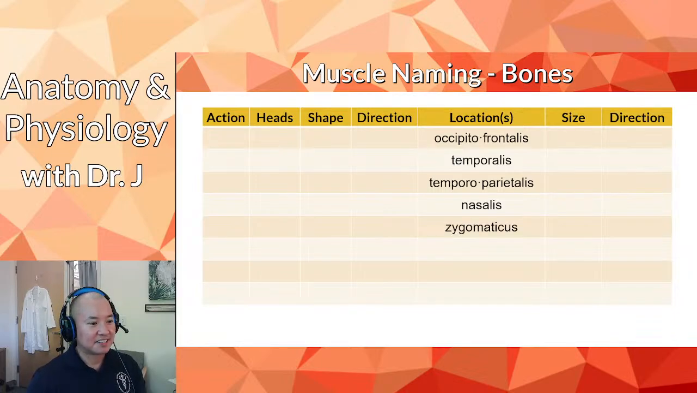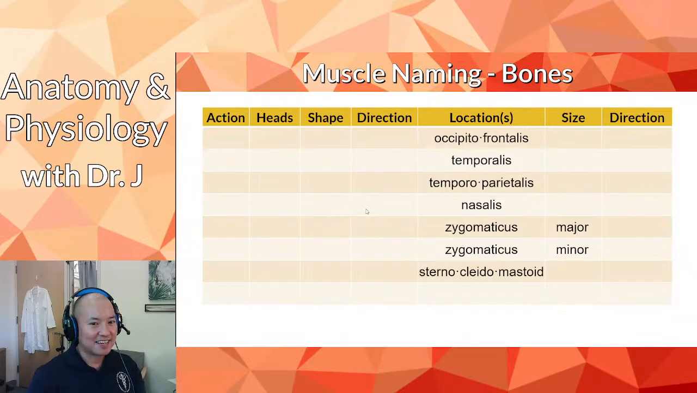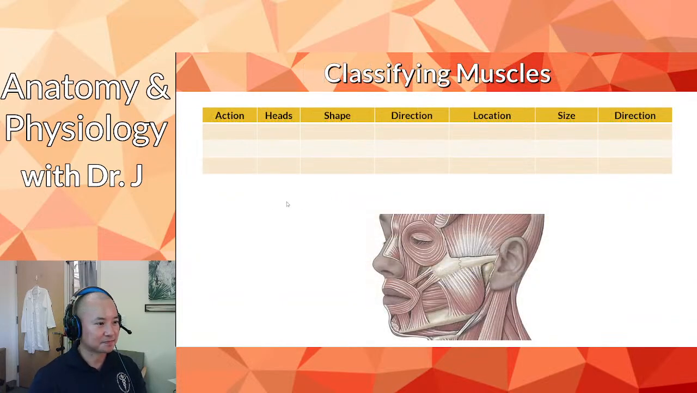You have zygomaticus, and actually a pair of them, or actually two pairs, I should say. On one side, you'll have a zygomaticus major and a zygomaticus minor. What makes it major versus minor is that the bigger one, or bigger on average, is the major. The one that's smaller on average is the minor. And then you have sternocleidomastoid, one of my favorite muscles. That's SCM. Sternum, clavicle, and the mastoid process in the temporal bone.